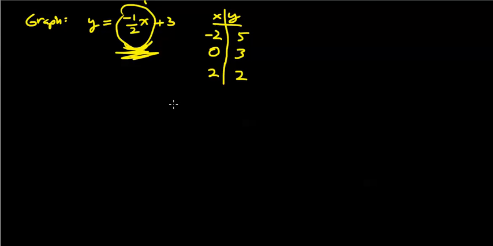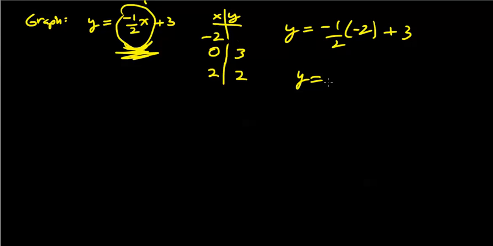Oh, let me check that. We've made a mistake here. Let me erase this. Let me show the work on this. If x is minus 2, let's show that substitution. If I make that substitution, x equals minus 2. Minus 2 times minus 1/2 is positive 1, right? And then 1 plus 3 is 4, so not 5. Please make that correction. When x is minus 2, y is positive 4.